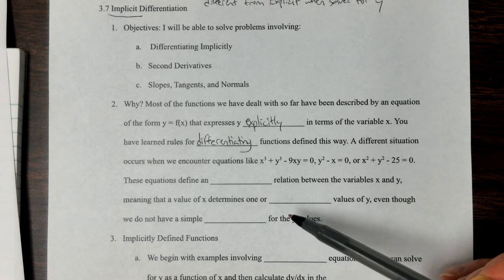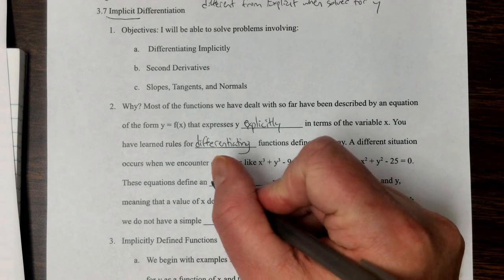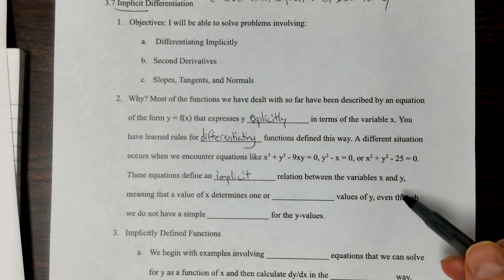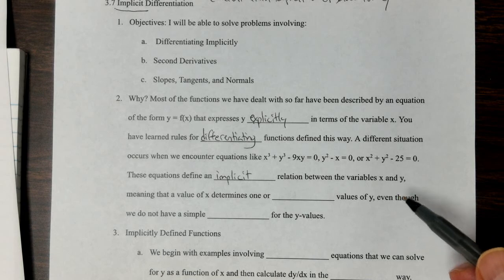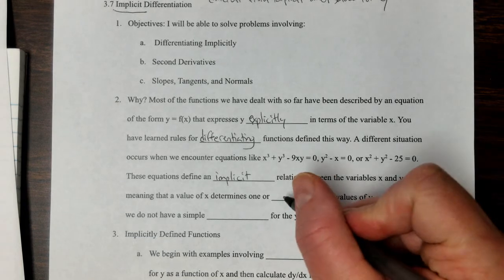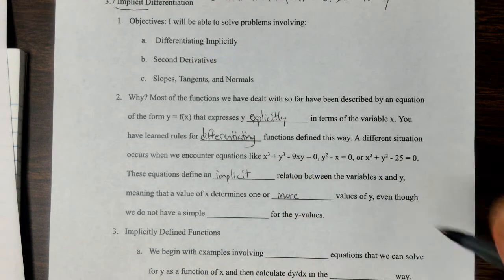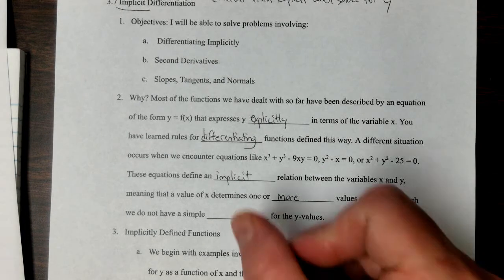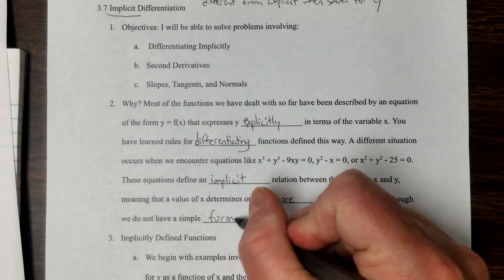These equations define an implicit relation between the variables x and y, meaning that a value of x determines one or more values of y, even though we don't have a simple formula for the y values.